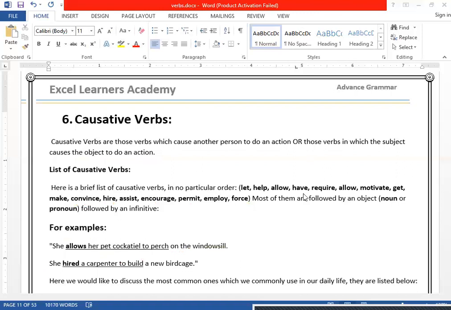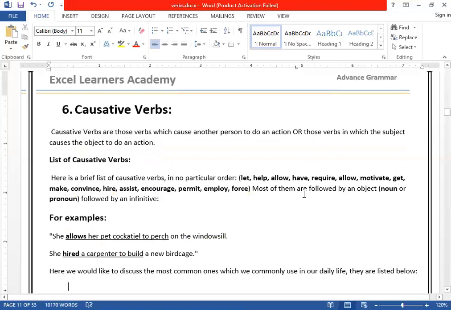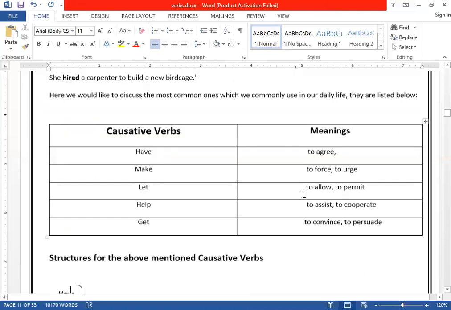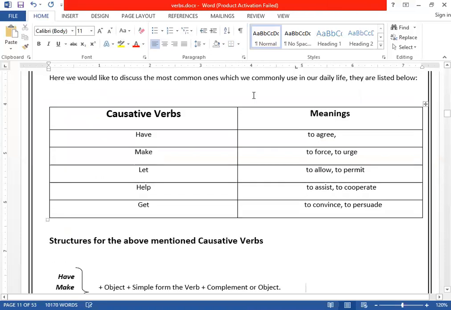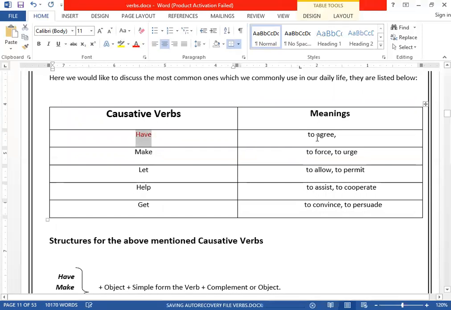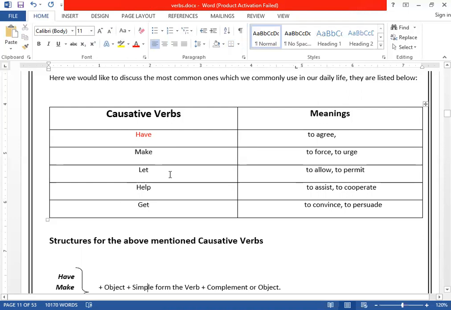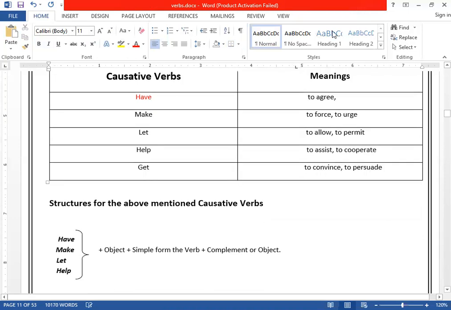All right, let's move towards more examples. Look here, have. We call it a causative verb. It means to get, to agree. Every causative verb has its own meaning. Like for example, if you want to use have, it means to agree.